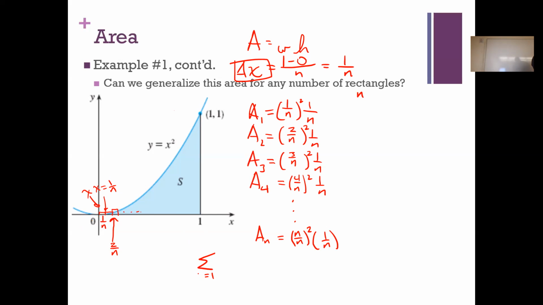I don't want to call it n, so bringing in this new letter I. Basically what this is called is the index of this summation. I'm going to start counting at 1. I'm going to count all the way up to the thing that's on top of the sigma, which is n.